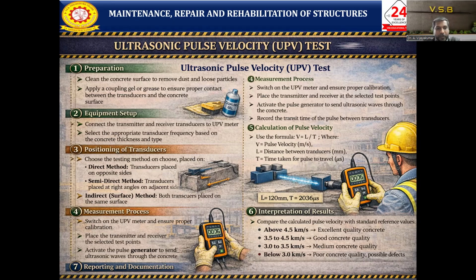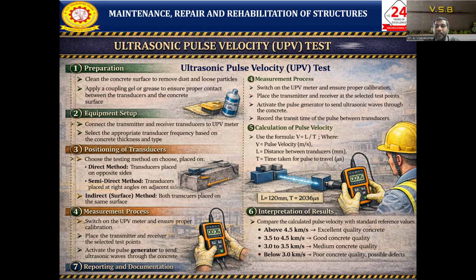How to do the measurement? Switch on the ultrasonic velocity meter and ensure proper calibration. Of course, whatever the equipment, calibration is important. Place the transmitter and the receiver at the selected test point where we are going to take the test. Activate the pulse generator. Here we transmit the UPV waves and send the ultrasonic pulse through the concrete. Once the generator starts, just imagine the waves penetrating inside the concrete, traveling from one place to the other.